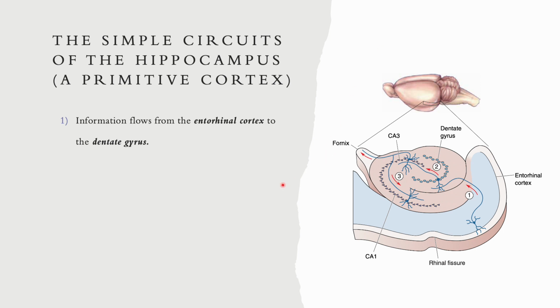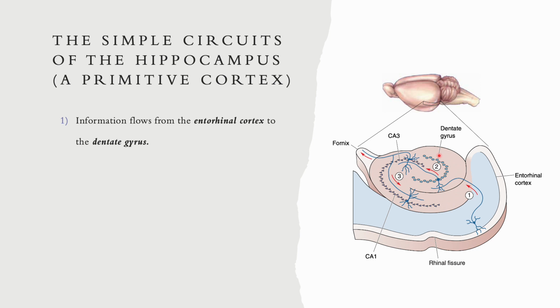Now let's talk about the simple circuits of the hippocampus. So we've only talked about a few key aspects of the hippocampus. We haven't actually looked at the circuits within the hippocampus. And we're going to look at this in a mouse brain specifically because they're a great model for the human brain. So we're going to start over here at step 1. So essentially when we take in information, it's going to flow from this area called the entorhinal cortex to the dentate gyrus, shown here in step 2.